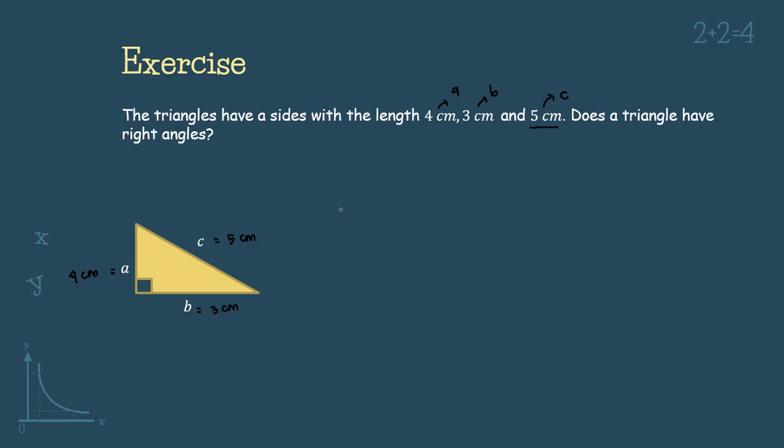Because you already know the definition of the Pythagoras theorem, a square plus b square is equal to c square, because c is the hypotenuse and also the opposite side of the right angle, so we name it c square. So we can do a substitution in the formula: a square plus b square is equal to c square, with all the values. 16 plus 9 is equal to 25, and 25 is equal to 25. Because the left and the right side are equal to each other, this triangle has a right angle.